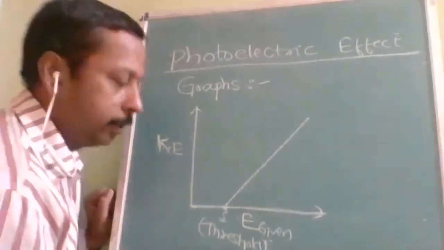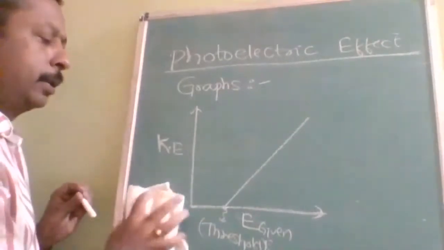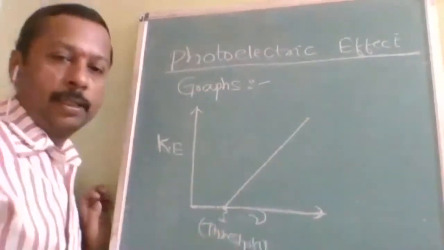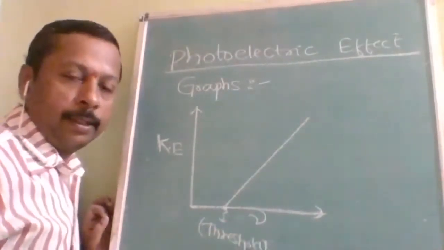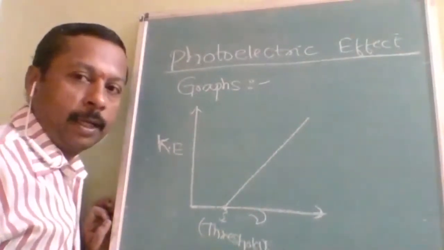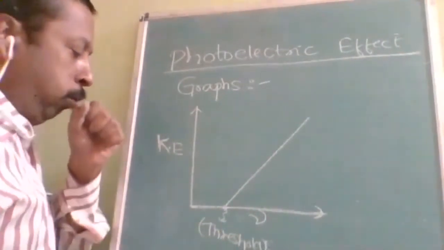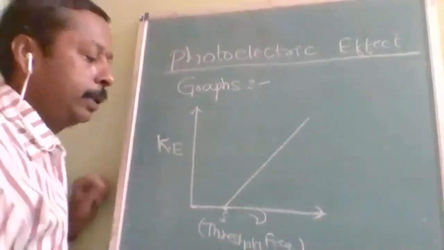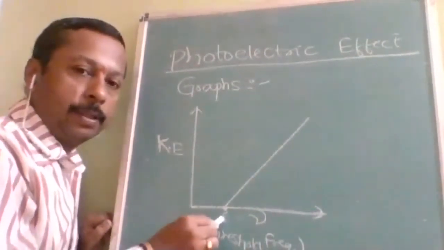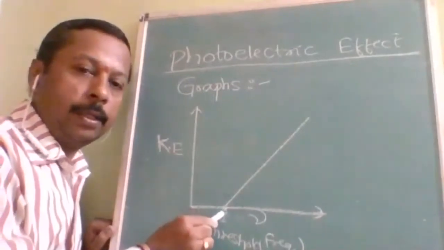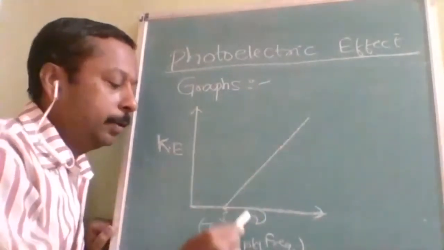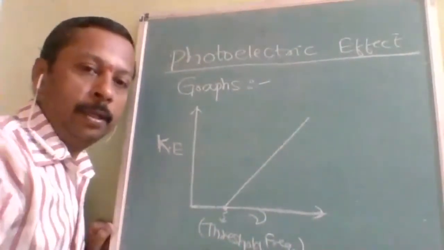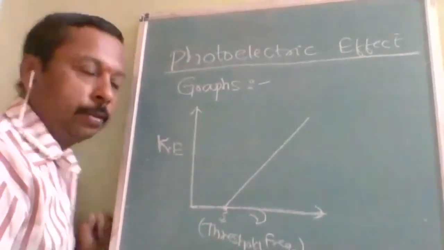Now, if I change the energy given with the frequency, will it make any change? No. Energy and frequency are both directly proportional. So this becomes threshold frequency. If I change the frequency, then there will be a change in energy and a change in kinetic energy, so correspondingly it will be directly proportional only. So this is the graph.